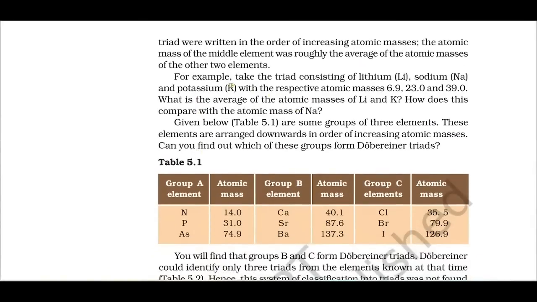The examples for Dobereiner's law of triads were lithium, sodium and potassium. State Dobereiner's law of triads. Dobereiner's law of triads states that he took a group of three elements called triads, which he arranged in the increasing order of atomic mass. The atomic mass of the middle element was roughly equal to the average of the first and last element. This was Dobereiner's law of triads.